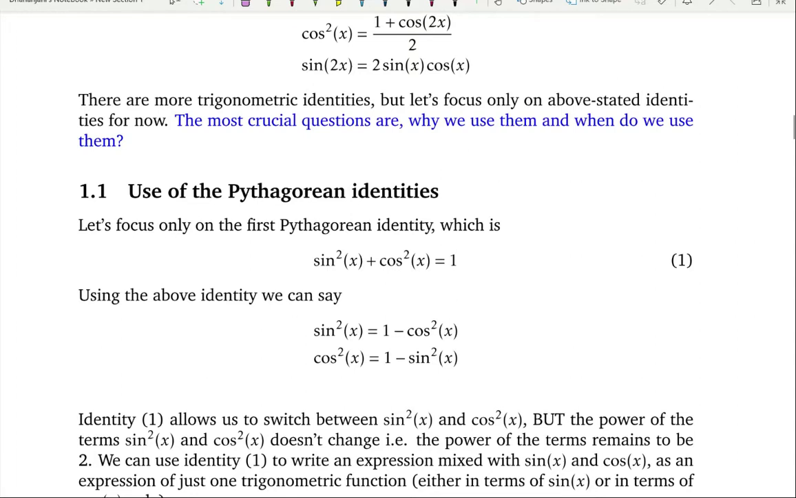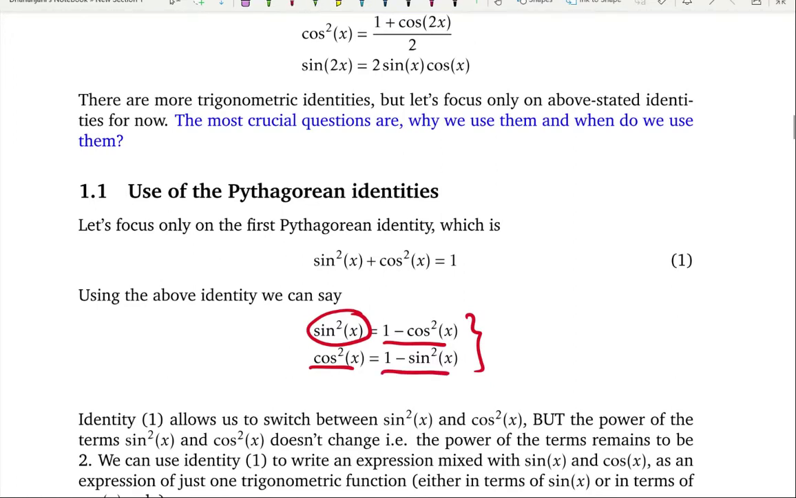Now, how do we use Pythagorean identities? What is the advantage? What is the use of Pythagorean identities? If you look at these 2 statements, these are the 2 statements that we are going to use. The way we use Pythagorean identity is, if you have a sine square, you can replace it by 1 minus cosine square. If you have cosine square, you can replace it by 1 minus sine square.